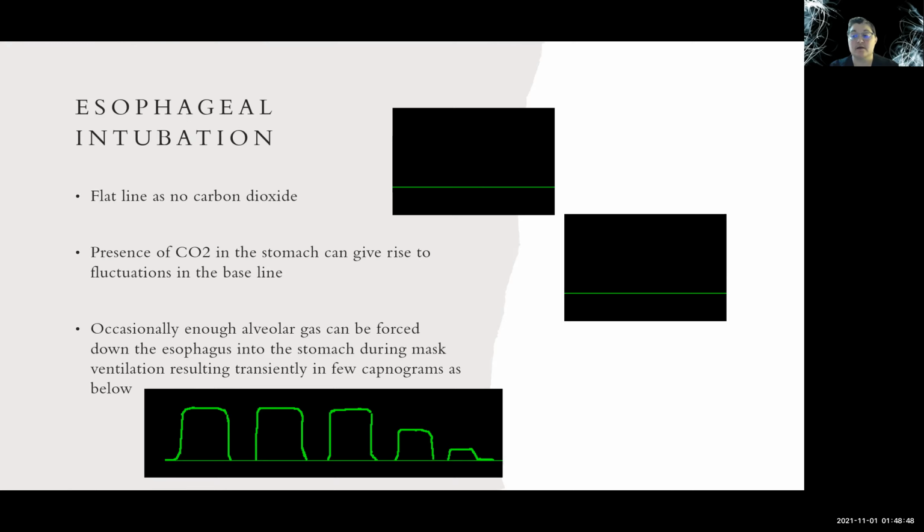Normally, you'll see the line follows baseline since there's not any carbon dioxide actually passing through the tube to be measured. But if, say, for instance, there's CO2 in the stomach, then you can see fluttering like waveforms, but nearly at baseline, similar to that bottom image. Also, when using mask ventilation, those alveolar gases can actually be forced down the esophagus into the stomach. Again, we are going to see those abnormal waveforms due to that improper ventilation.